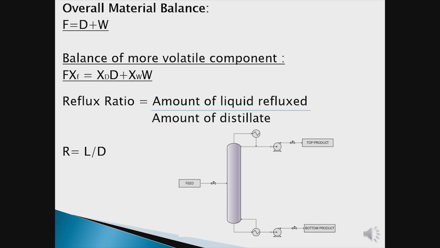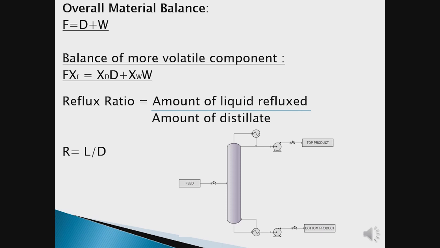Talking about the overall material balance, it is given that F equals D plus W. As we have already mentioned, the material balance is based on the law of conservation of mass: input minus output is equal to accumulation. Here the input is the feed. So whatever is given to the distillation column should be received from the top product and the bottom product. That is, the feed F should be equal to D plus W, that is distillate product plus residue product, the bottom product.